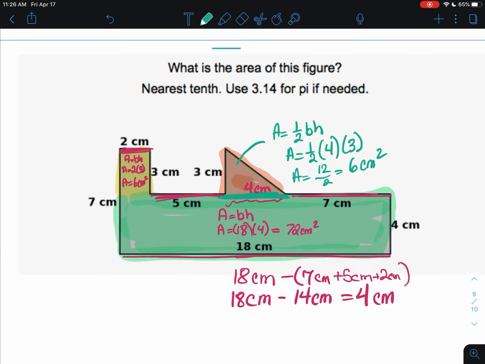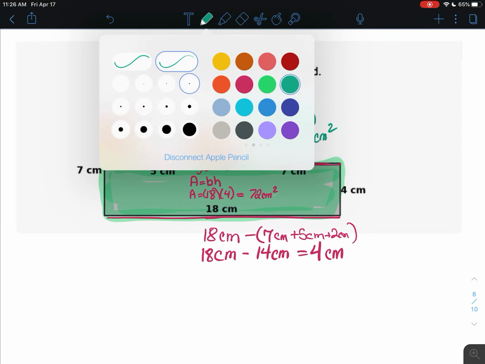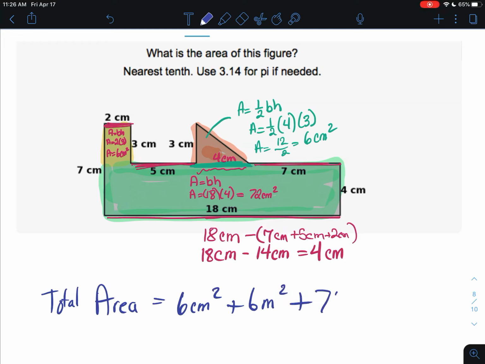All right, now that we have all of those little values, we can just add them all together. So the total area is going to be 6 centimeters squared plus the 6 centimeters squared of our triangle plus the 72 centimeters squared of the rectangle at the bottom. And that's going to give us a total of 84 centimeters squared.